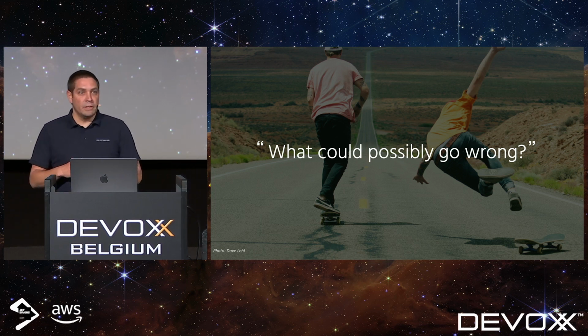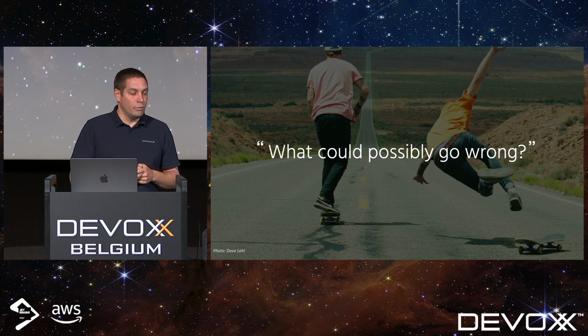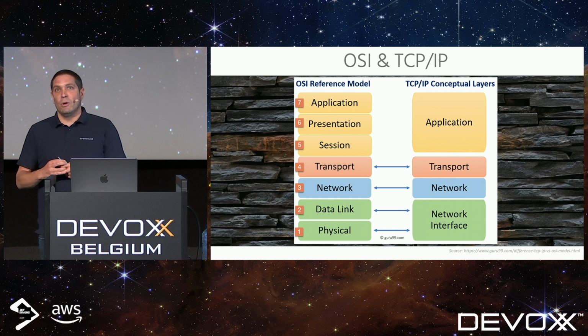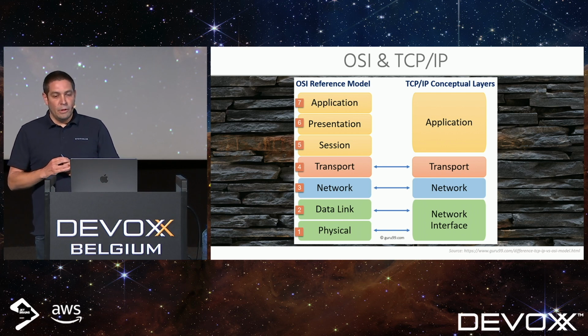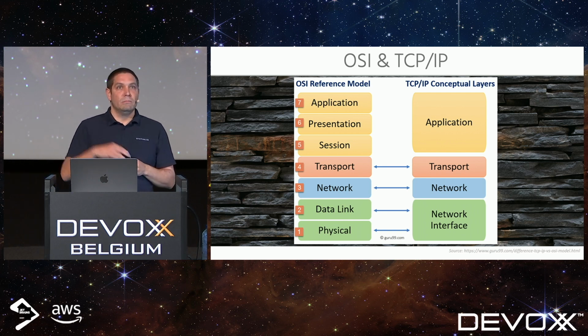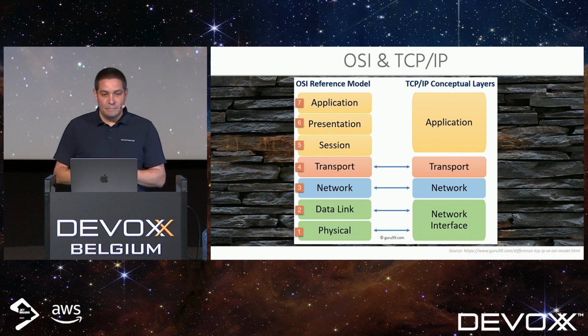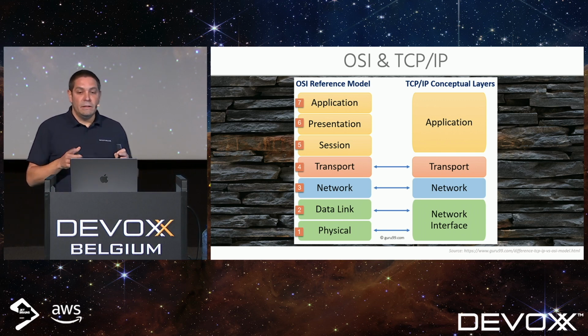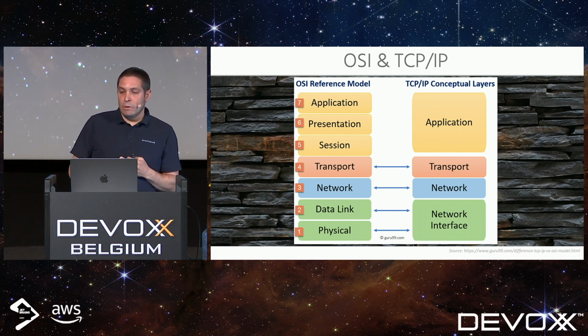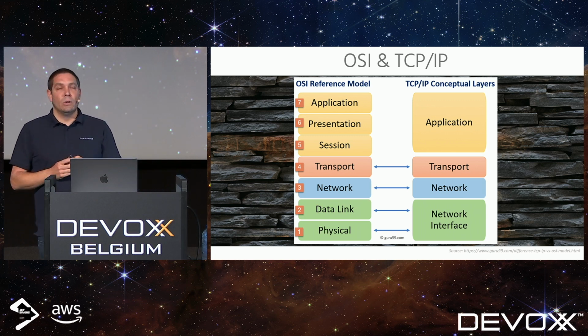Well, let's start with something that's probably a long time ago for many of you. Basically, everything that can go wrong is in the OSI model. How many of you have recently studied the OSI model? How many of you have done it like 5 or 10 or 20 years ago? Exactly, I had the same feeling.